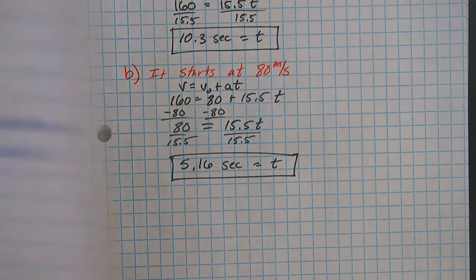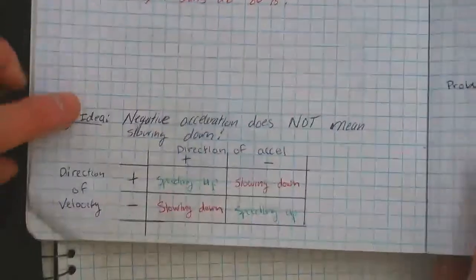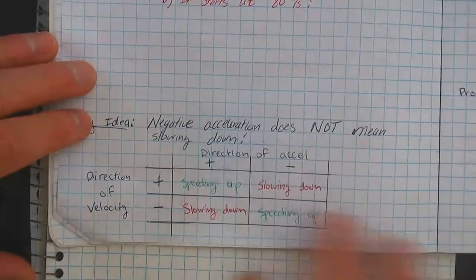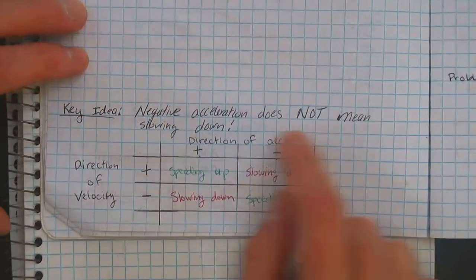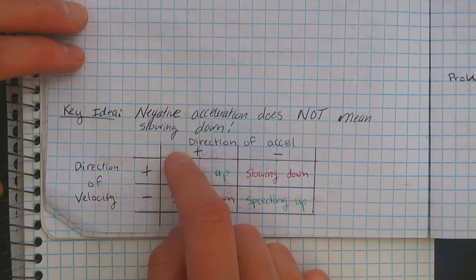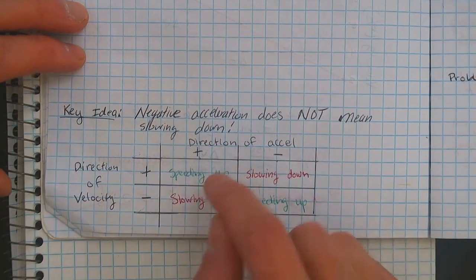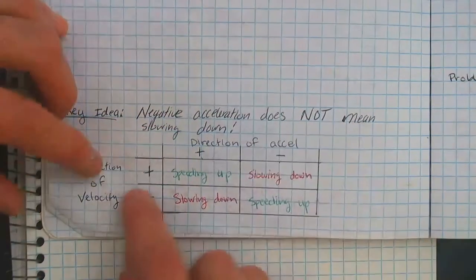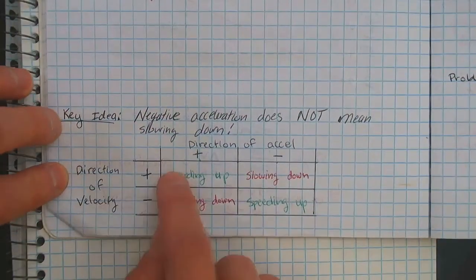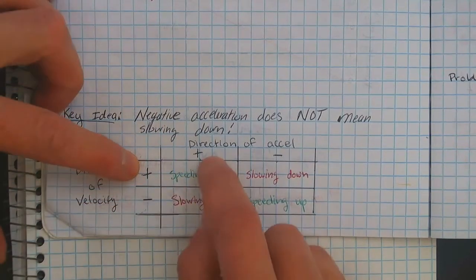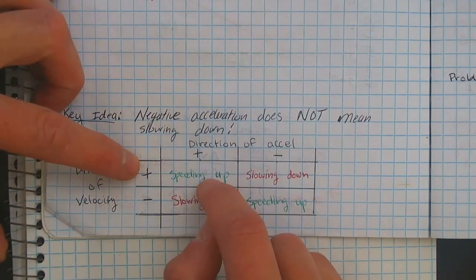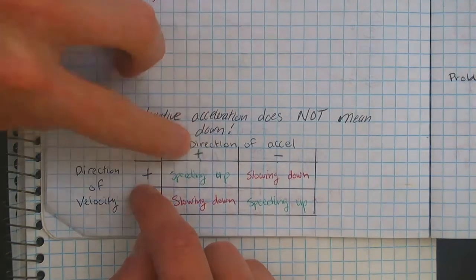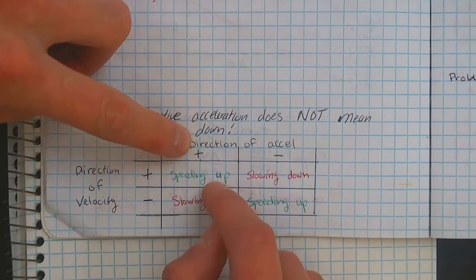The one last thing to add to this is this key idea at the end, and this is what I was talking about when I said I'd get back to this. Negative acceleration does not mean that the object is slowing down. If your direction of velocity is in the positive direction, and your direction of acceleration is also in the positive direction, then you speed up. Positive direction is often thought about like to the right.